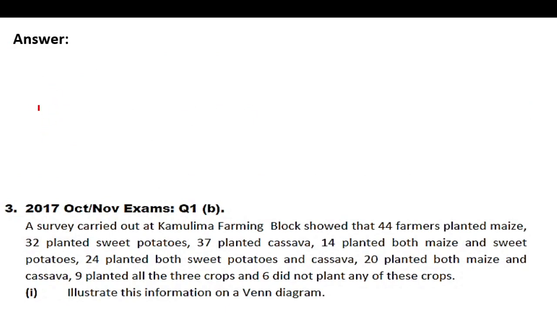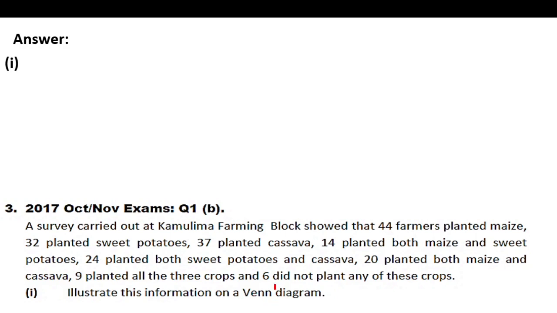All right, so let's read again. A survey carried out at the Kamulima farming block showed that 44 farmers planted maize, 32 planted sweet potatoes, 37 planted cassava, 14 planted both maize and sweet potatoes, 24 planted both sweet potatoes and cassava, 20 planted both maize and cassava, 9 planted all the 3 crops, and 6 did not plant any of these crops. 1. Illustrate this information on a Venn diagram.